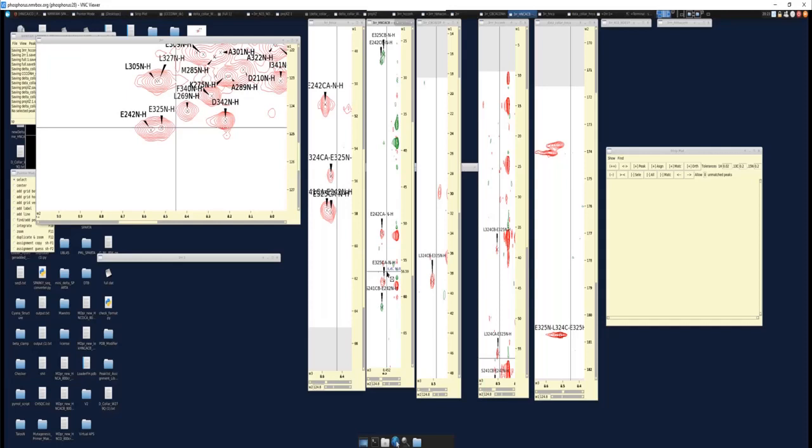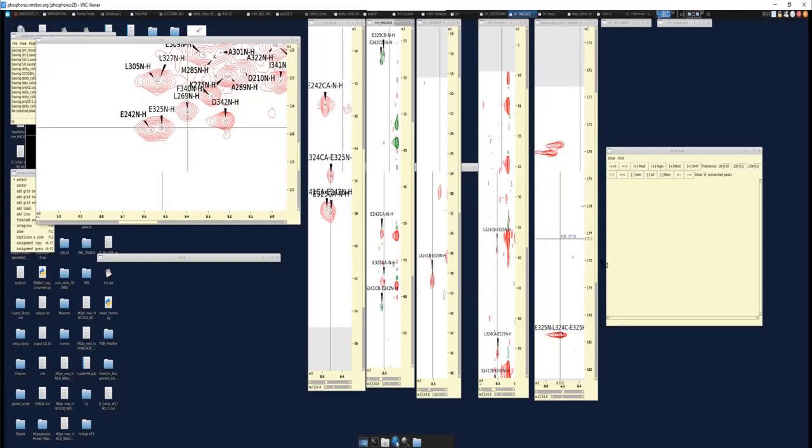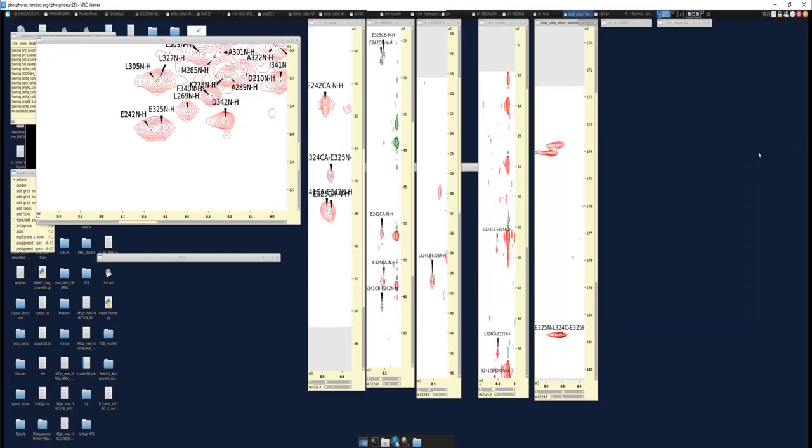You could do the reverse. You could pick a I peak carbonyl and search the HNCO for a match. So you've seen using these triple resonance experiments, we can use carbonyls and the aliphatic side chain carbons using a variety of experiments with strip plots to search for I-1 and I matches. That'll enable us to go both backwards and forwards for sequential assignment.